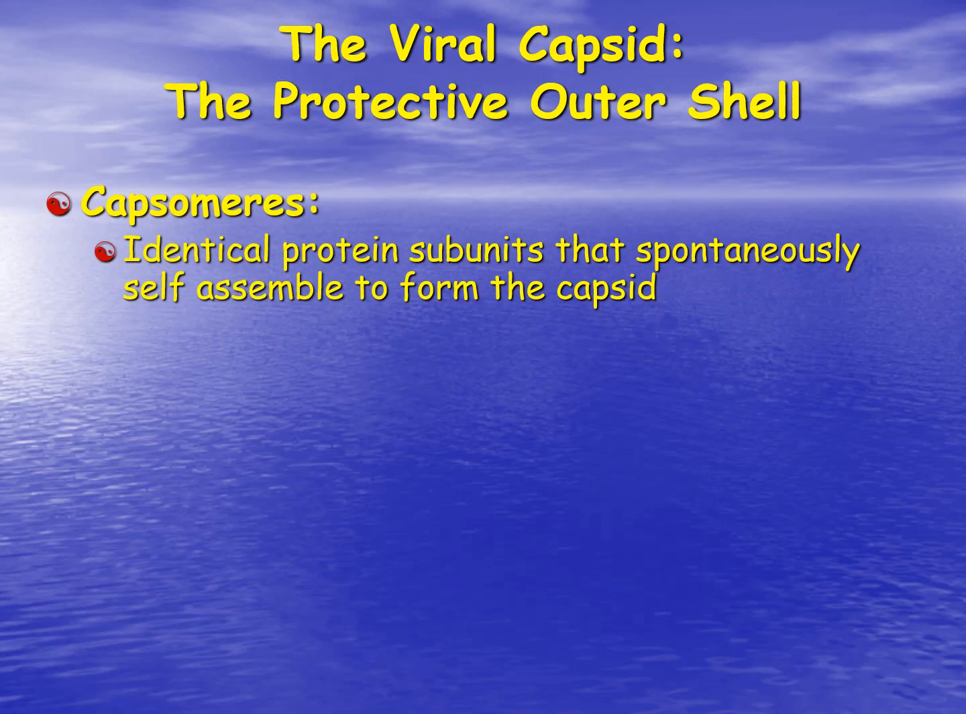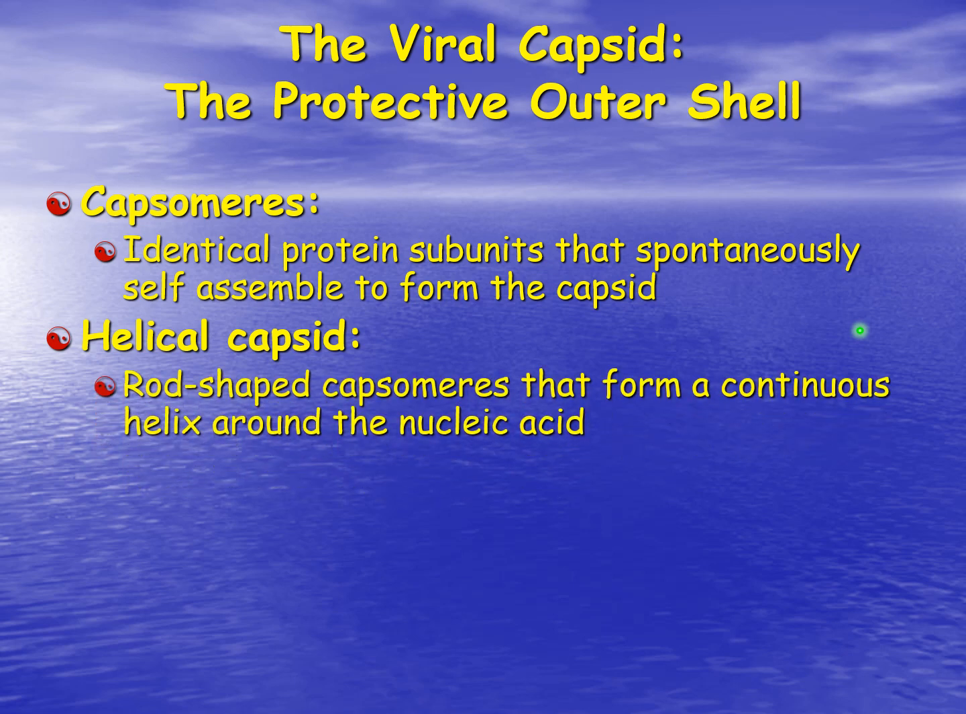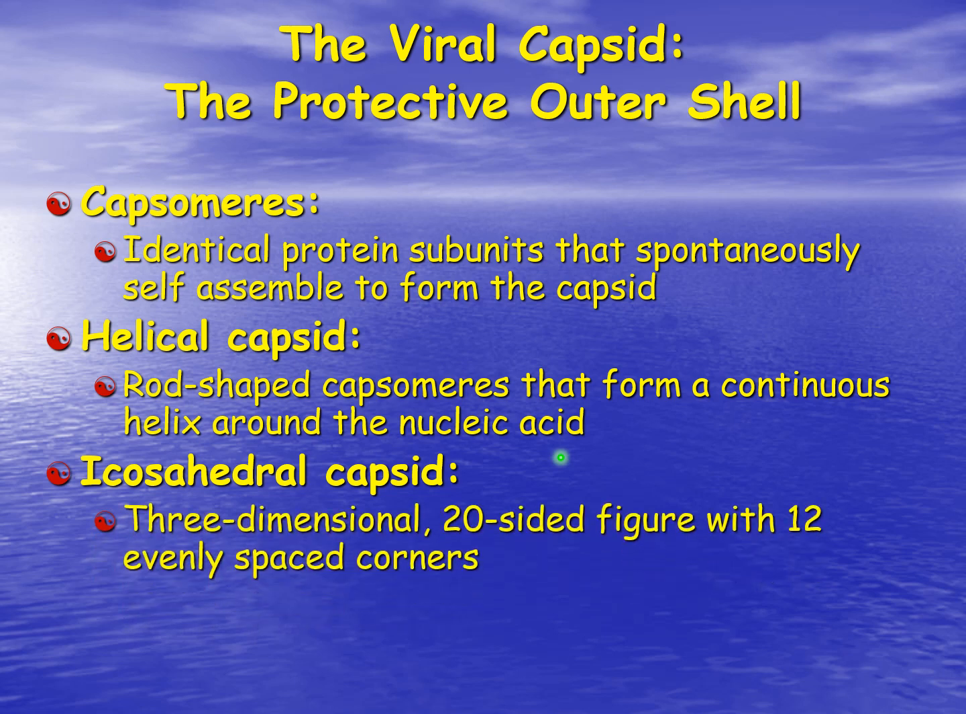The capsid is made up of these capsomeres, and these are identical protein subunits that spontaneously self-assemble to form the capsid around the nucleic acid core. Sometimes they take on a helical shape, and these are oftentimes rod-shaped capsomeres that form a continual helix around the nucleic acid, or icosahedral capsid, which are three-dimensional and usually 20-sided figures with 12 evenly spaced corners.